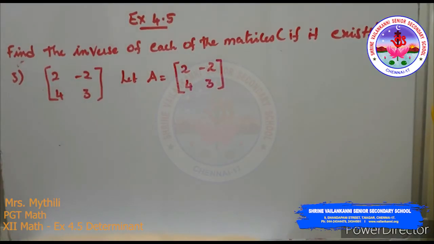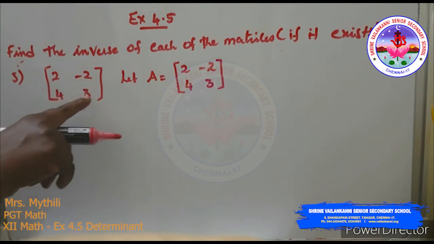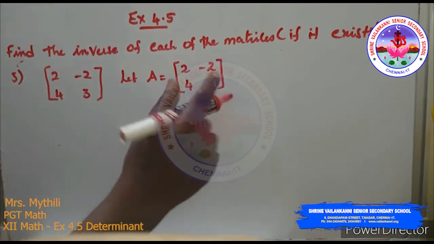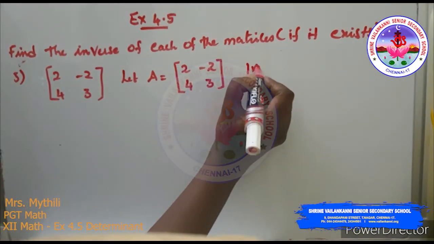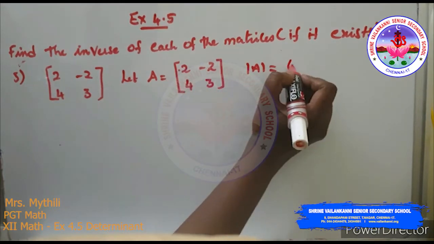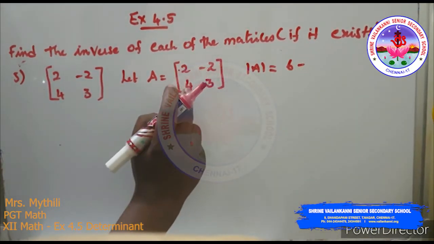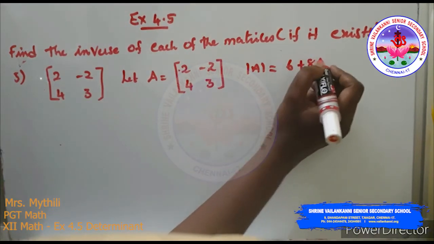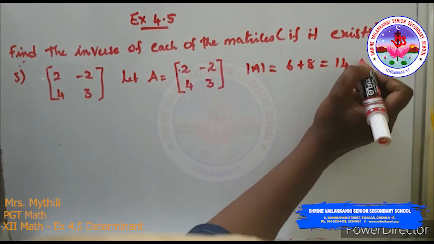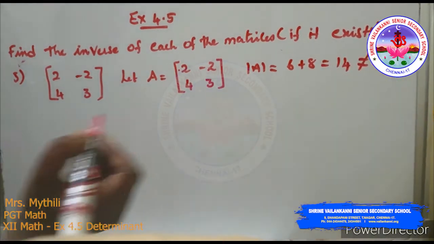Exercise 4.5. Find the inverse of each of the matrices, if it exists. If the inverse exists, then determinant of A is not equal to 0. When determinant of A is not equal to 0, the inverse exists. Fifth question: [2, minus 2; 4, 3]. Let A equal [2, minus 2; 4, 3]. Then determinant of A equals 2 into 3, which is 6, minus of minus 2 into 4, which is minus 8, nothing but plus 8, which is equal to 14. So determinant of A is 14, which is not equal to 0.